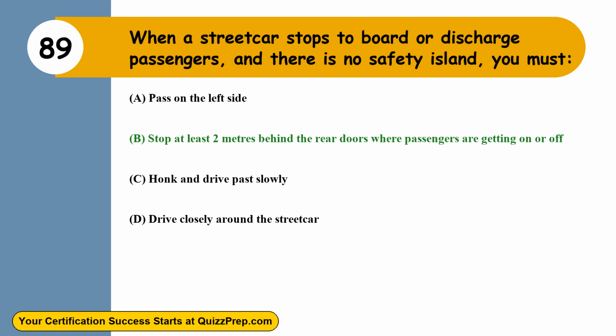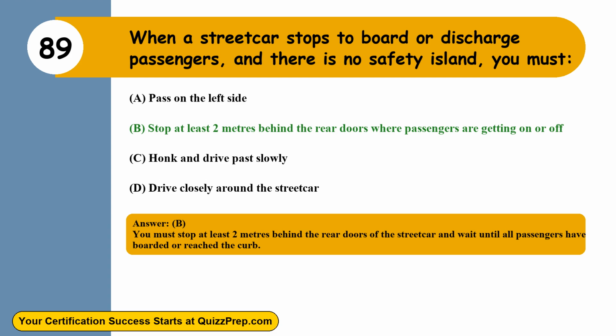The correct answer is option B. Stop at least 2 meters behind the rear doors where passengers are getting on or off. You must stop at least 2 meters behind the rear doors of the streetcar and wait until all passengers have boarded or reached the curb.